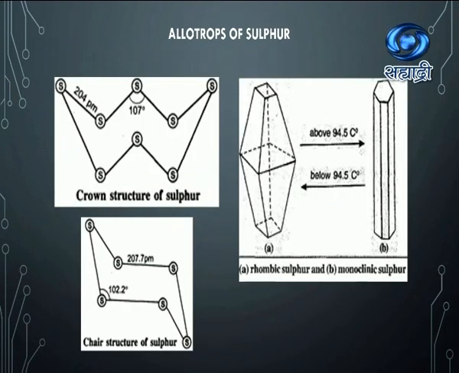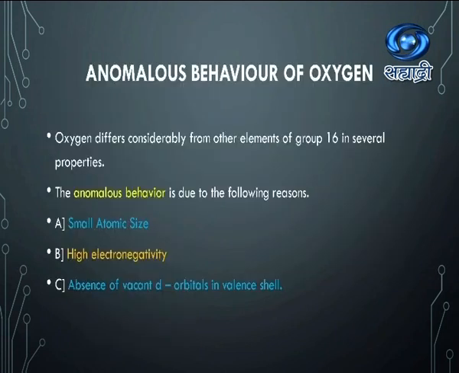Now these are the structures of rhombic sulfur and monoclinic sulfur. On the right hand side, you will find that rhombic sulfur above 94.5 degrees centigrade changes to monoclinic sulfur, and below 94.5 degrees centigrade, monoclinic sulfur forms rhombic sulfur. Overall, the crown-shaped structure or puckered ring structure is shown in this particular diagram.